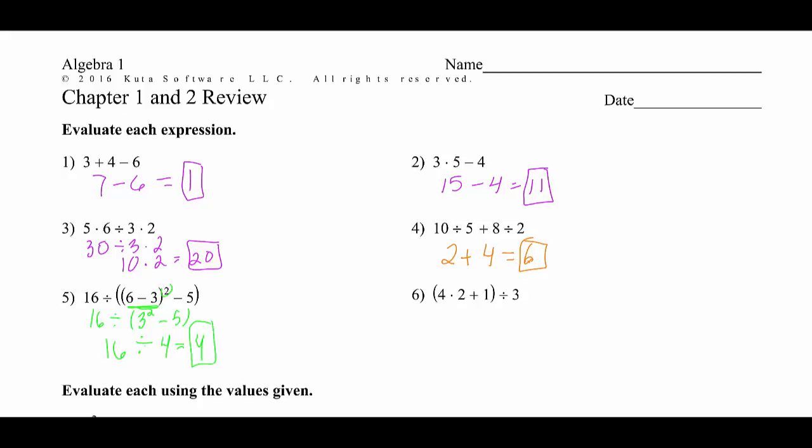And then on 6, we want to take care of parentheses first. We want to do 4 times 2 and then add 1. We always add or subtract last in the order of things we do. So we're going to do 8 plus 1, and then we're going to divide by 3. So that's 9 divided by 3, which equals 3.